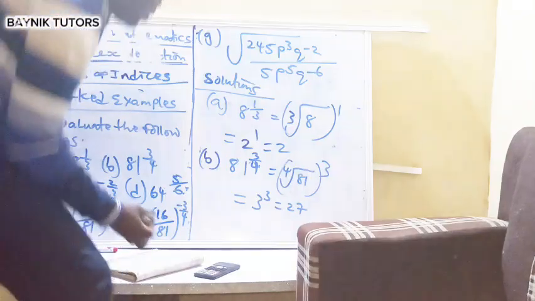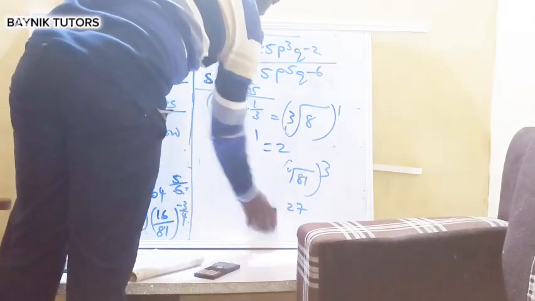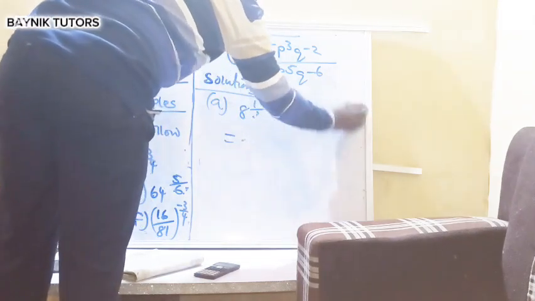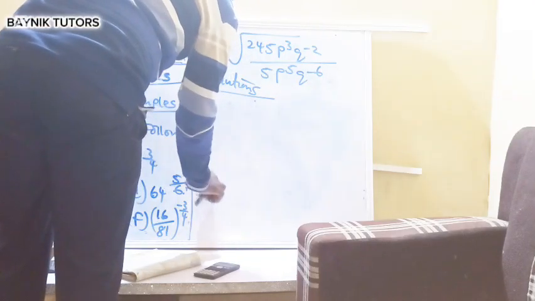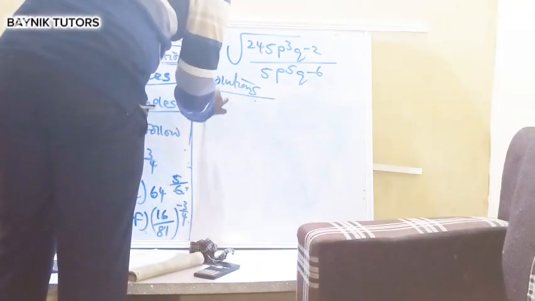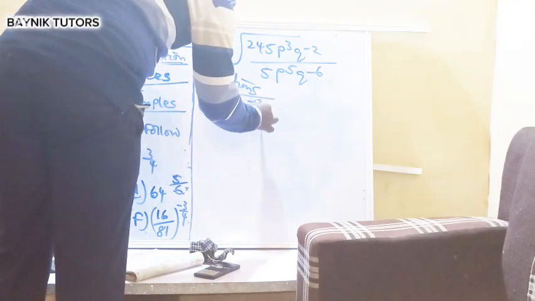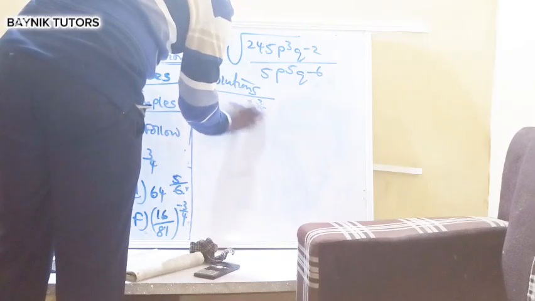We'll move to C. So for C, we have 27 raised to power minus 2 over 3. So 27 raised to power minus 2 over 3.